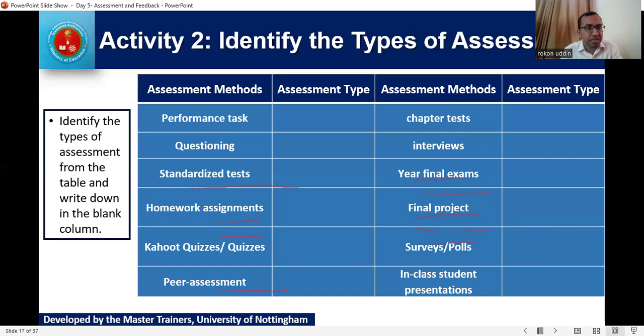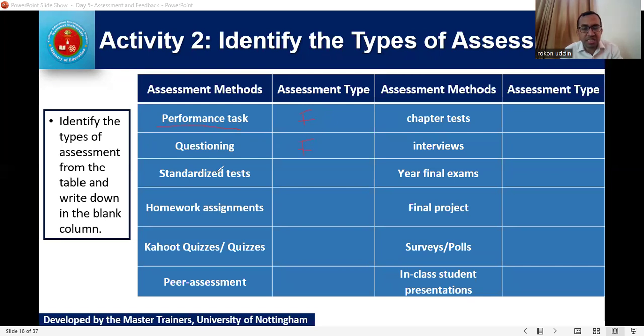Let us go ahead, and here you can see an activity. Just look here. We can do the activity. Keep thinking, you can guess. Performance task: what kind of assessment can it be? It can be a formative assessment, so here I can write F. And questioning: if you ask questions in the class, it can be a formative assessment.